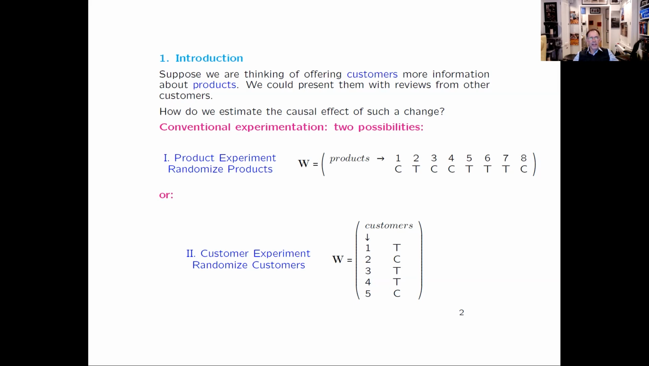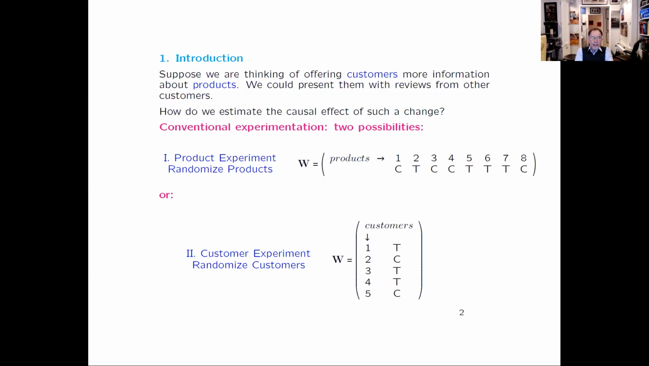From a conventional experimentation perspective, there would be two ways of doing such an experiment. We could randomize the rental units, randomize the products, randomize the properties to the treatment. Say we have 8 rental properties. We could randomize 4 to the treatment group, 4 to the control group, and then look at the average outcome, say how often these properties got rented in a particular period or not.